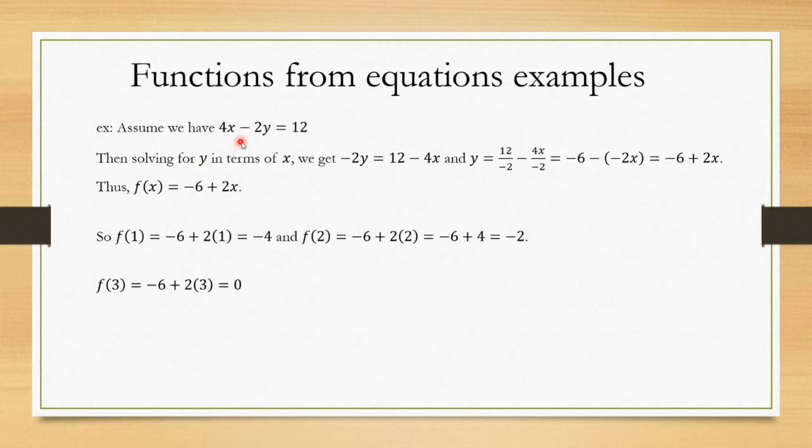If you remember this here, we'll see the graph shortly. The graph of this is a non-vertical line, right? If you have ax plus by, or in this case minus, equals another number, you have a line that's not vertical. We also know it's a line because, as I did here, you can solve for y in terms of x.